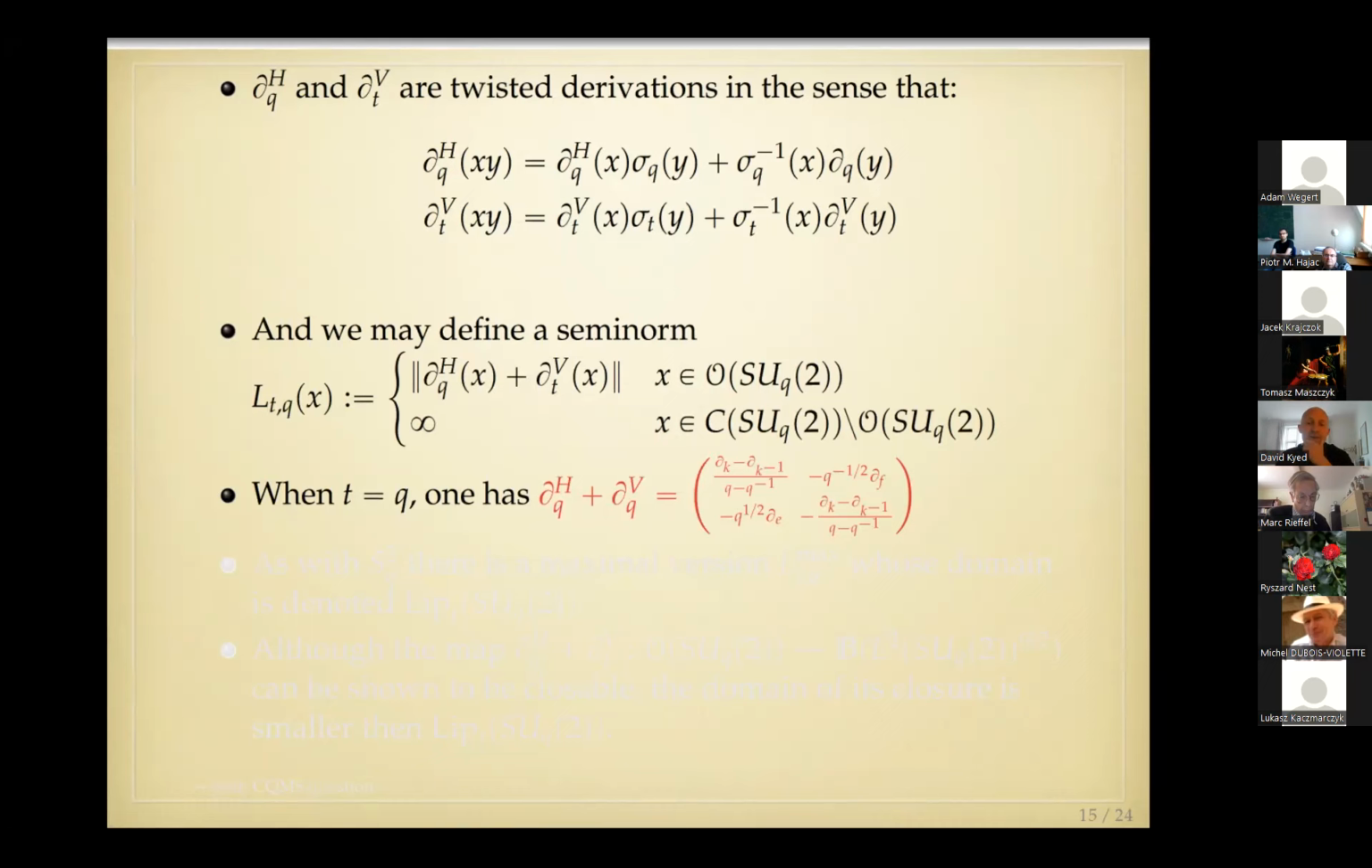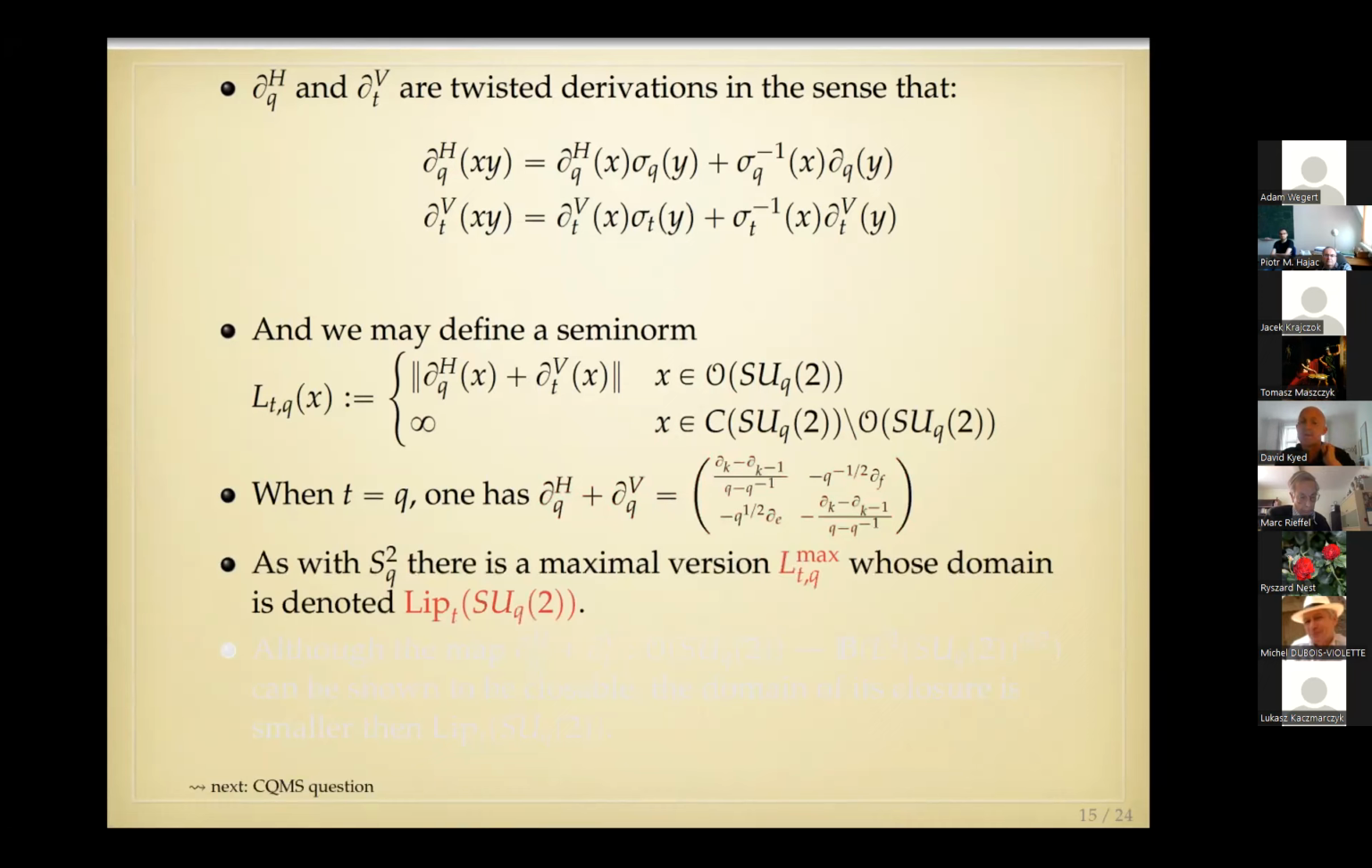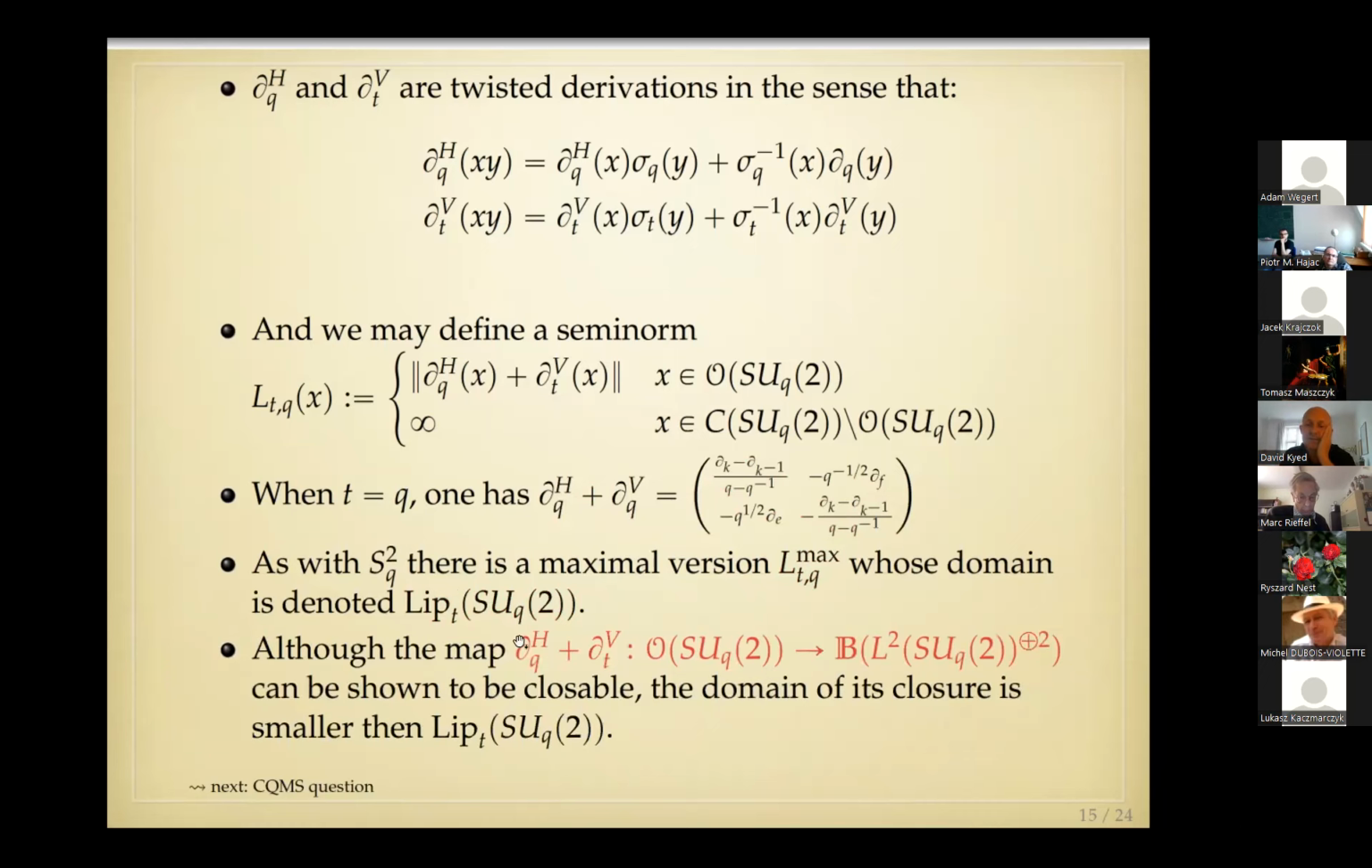And very much like the Podleś sphere case, it also has a maximal version. You might imagine that it has a maximal domain upon which these things are defined. And I will denote this domain by Lip_t. So this is our substitute for the Lipschitz functions on the quantum SU2. And before I continue, I should make a comment, namely, it can be proven that this map here, the sum of the derivations, is actually closable. And it is extremely tempting at this point to think, oh, well, if you pass to the closure, you probably get the maximal semi-norm. But this is not the case.